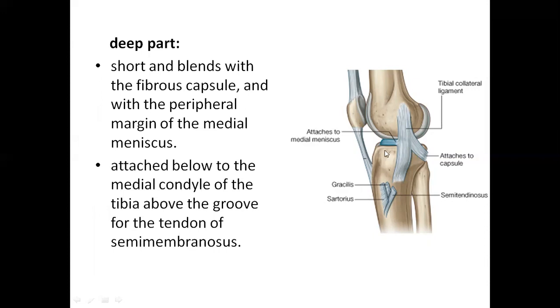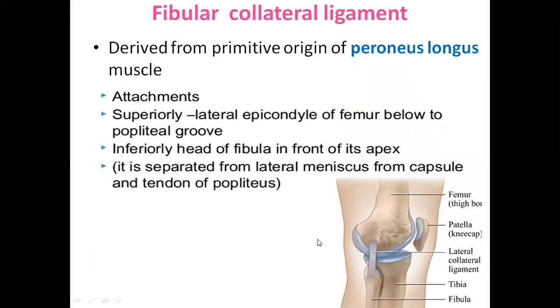Now the deep part is short and it blends with the fibrous capsule and with the peripheral margin of the medial meniscus. It's attached below to the medial condyle of the tibia above the groove for the tendon of semimembranosus.